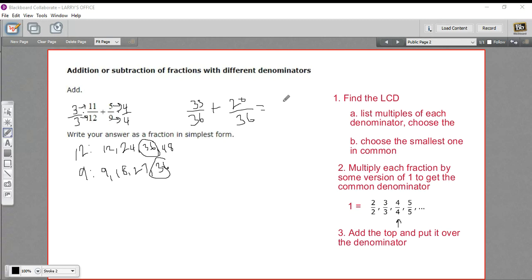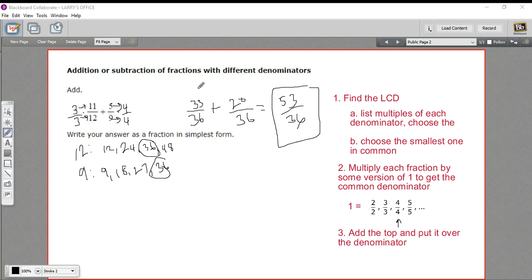33 plus 20 is 53/36. And that is your answer. This is what we call an improper fraction because the numerator is bigger than the denominator. Some teachers might want you to take the 1 out of there. You can pull 36 out of 53 and have some left over.